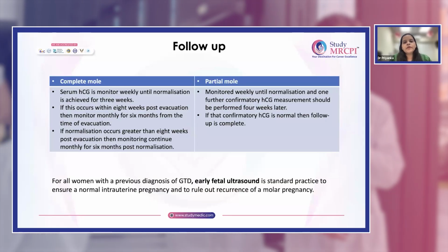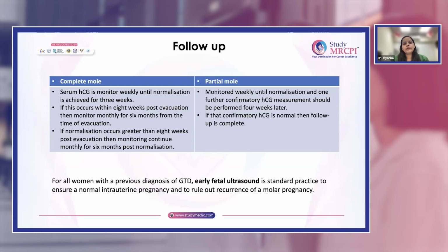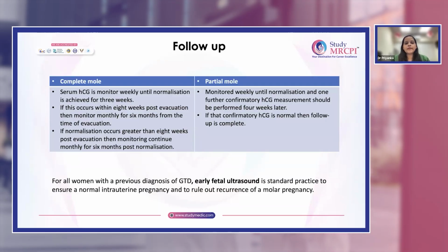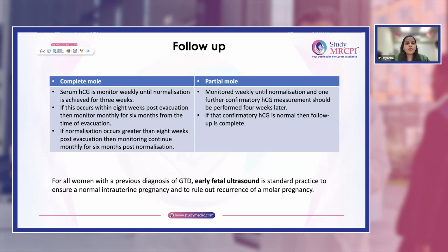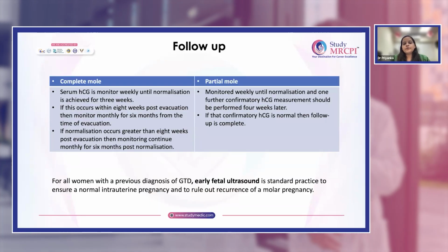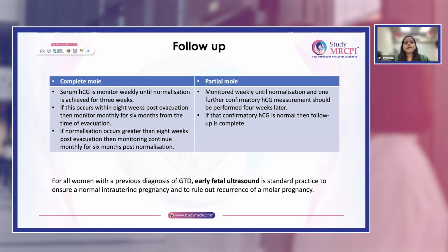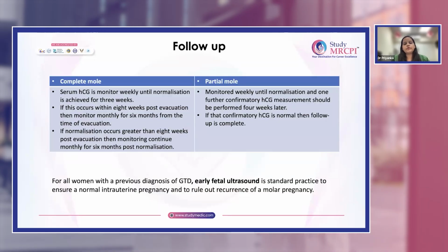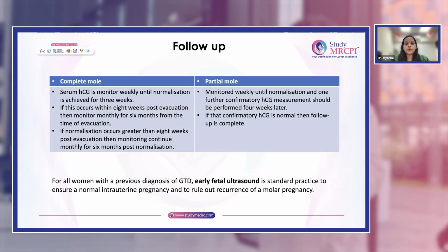And for partial mole, here we do weekly values until normalization, and once they are normal, we just do one test to confirm that the subsequent HCG values are also normal, and only one test, which is usually done 4 weeks apart. And if that test is normal, then the patient's follow-up is complete in case of molar pregnancy. As we know that molar pregnancy does carry a recurrence of almost 1 in 80. So in that case, we tell the patient to also monitor for any excessive bleeding, and then we tell them to come and contact us.